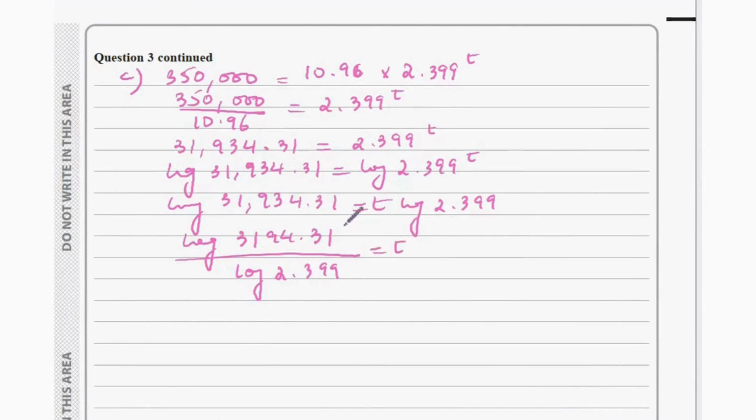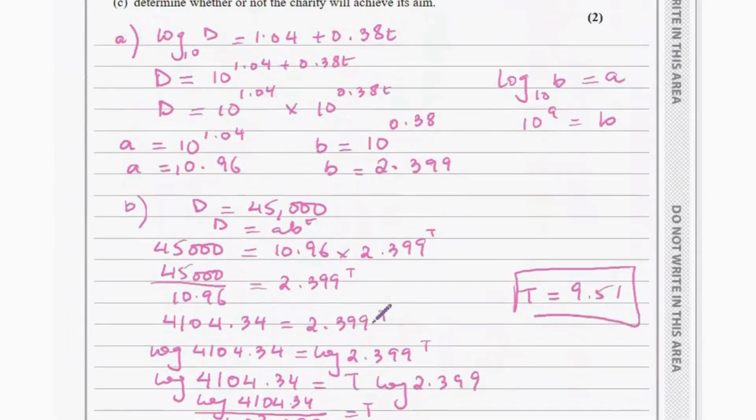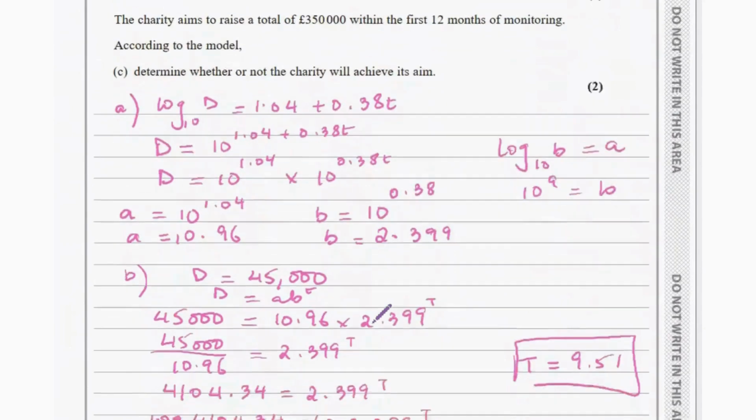And that gives you a value of 11.85 for t. And we can round that to 12. So that's exactly what the question was asking. And we've proved that in 12 months, we're raising £350,000. That's your answer.